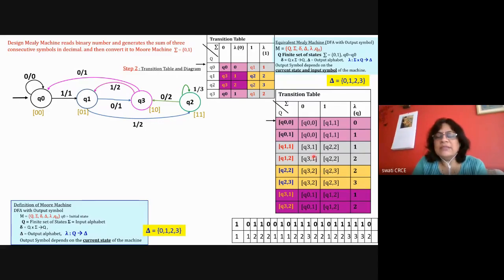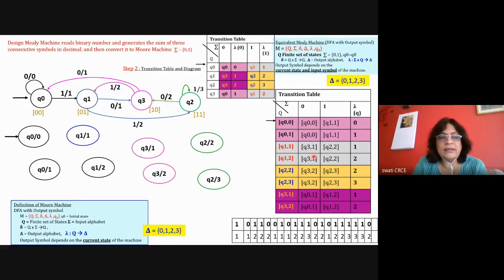Now once the table is ready, you just have to draw the diagram and then the problem is over. For drawing the diagram, first you draw all the states. Q00, you always take the 0 state as the initial state. So Q00 is the initial state, and then draw all the states: Q00, Q01, Q1, Q2, Q3. Like this you draw all the states and now draw the transitions.